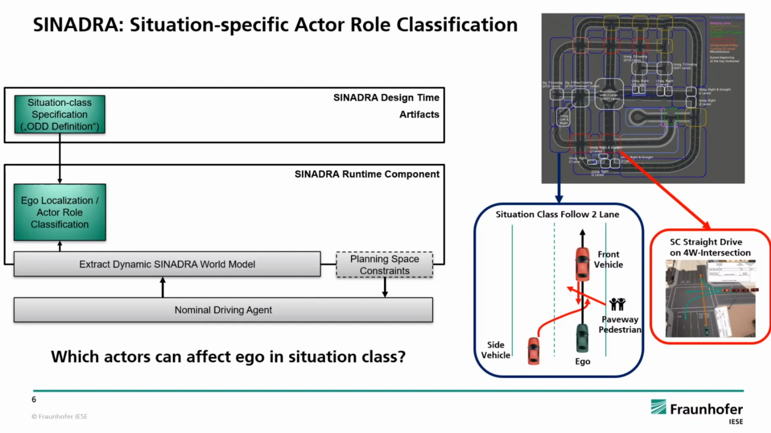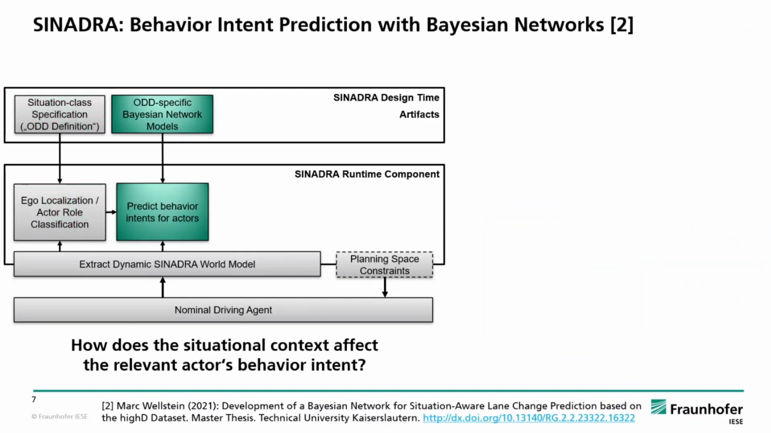So this is the basis on which the next step is performed, which is the behavior intent prediction of these actors that we deem relevant. And here the choice has been to use Bayesian networks for this task, because Bayesian networks are also artificial intelligence models, so they are usually populated with machine learning approaches.